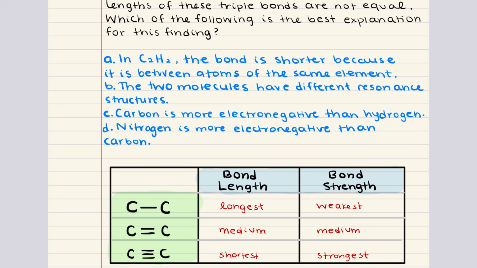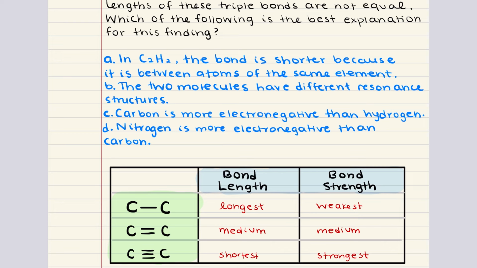Let's work through answer choice B. The two molecules have different resonance structures. Well, resonance structures describe different ways of representing the electron distribution in a molecule, usually leading to a hybrid structure. However, in both of these molecules, the triple bond is a straightforward single representation with no significant resonance contributing structures that is going to affect the bond length in a major way. So this is not a correct explanation for the difference in bond lengths. All right, so far, A and B are not correct.